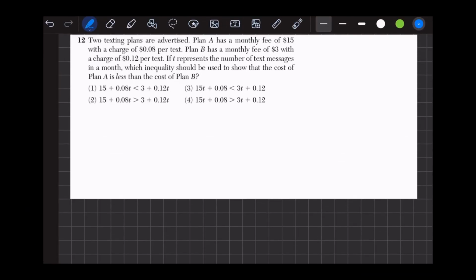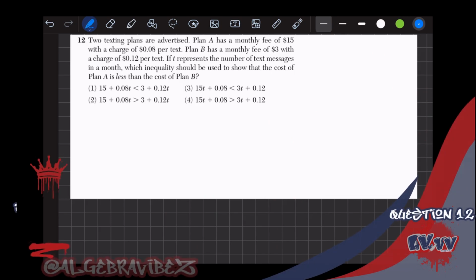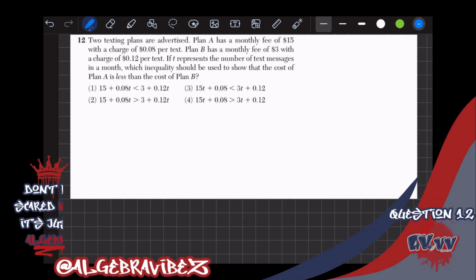All right, everybody, and welcome back to question 12. So 2 texting plans are advertised. Plan A has a monthly fee of $15. So we're just going to highlight some stuff. We have Plan A, which has a monthly fee of $15 and it's charging 8 cents per text. Then we also have Plan B, which has a monthly fee of $3 with a charge of 12 cents per text. So we're going to go ahead and write some stuff out right at the bottom here.